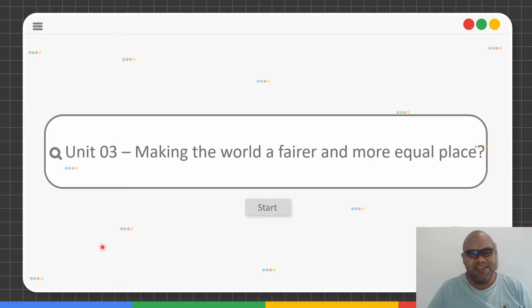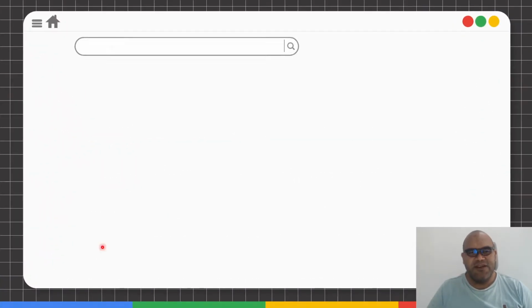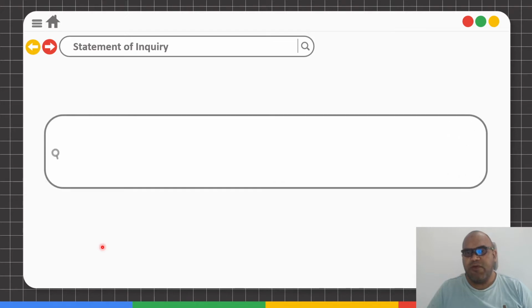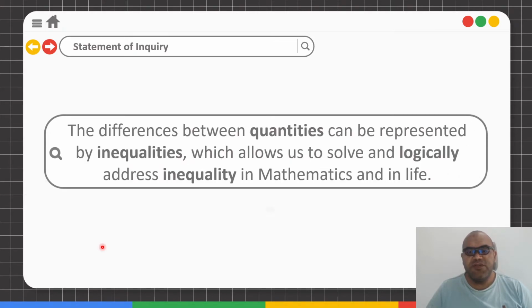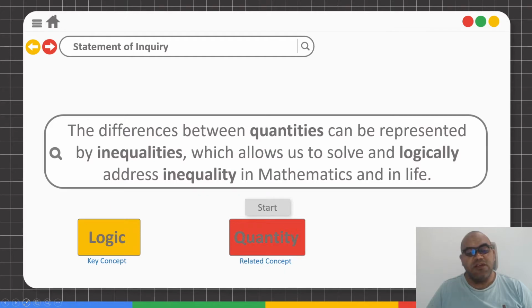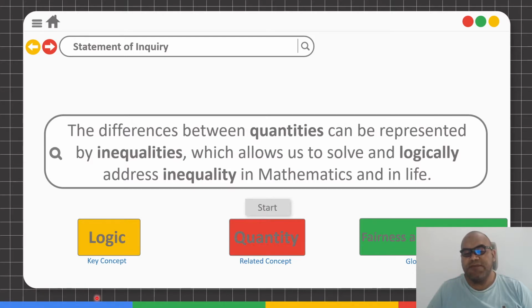Let's go ahead, guys. And here is our lesson, statement of inquiry. Remember this, guys. This is the question why we're learning this. The difference between quantities can be represented by inequalities, which allow us to solve and logically address inequalities in mathematics and in life. Okay, and here is our key concept or related concept, and our global context. We're working on these things this quarter.